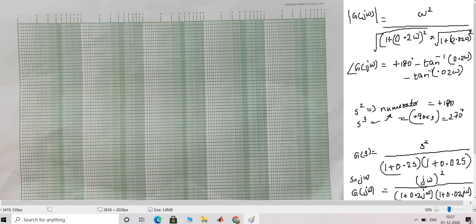Now we can write the table. The next step is to find out the corner frequencies.